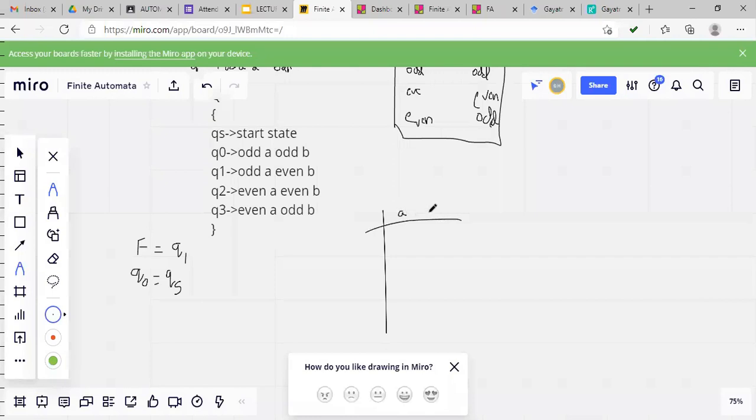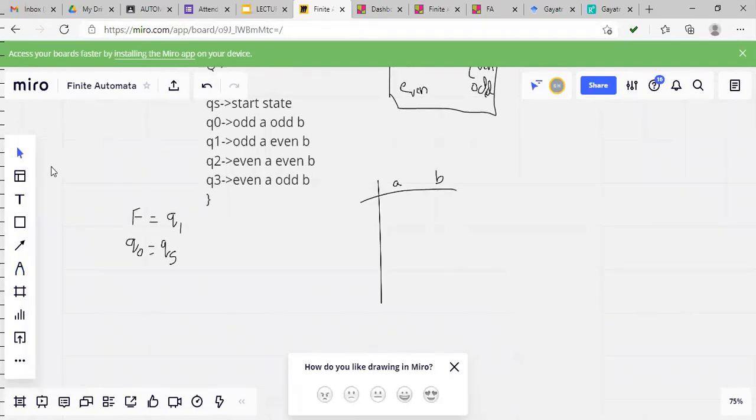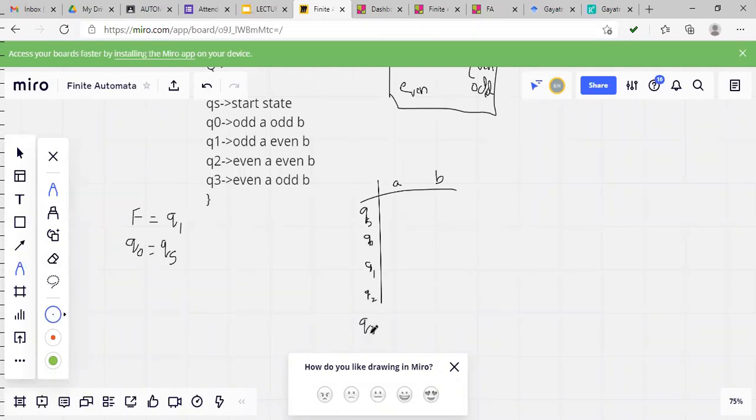Fine. My input is A, B. My states are QS, Q0, Q1, Q2, Q3. Okay. Mark the start state, mark the final state.